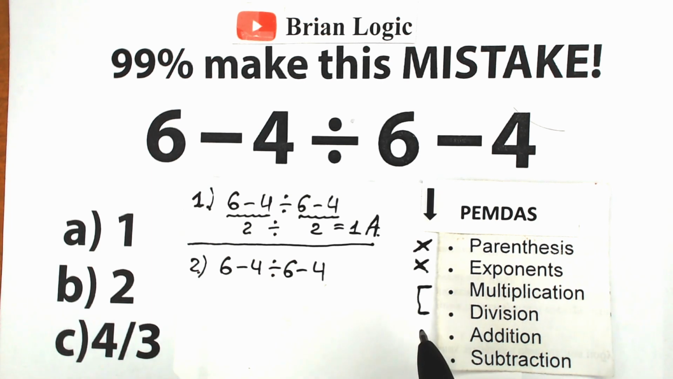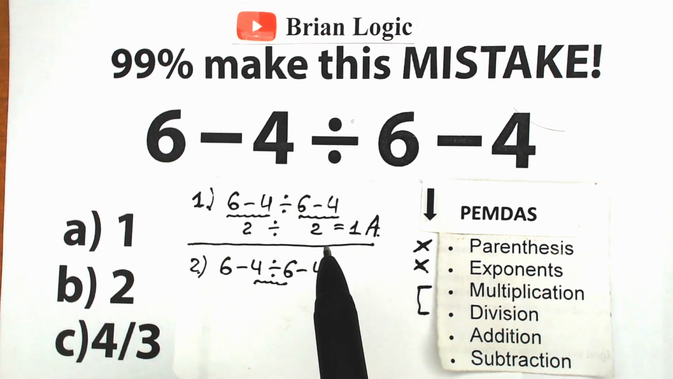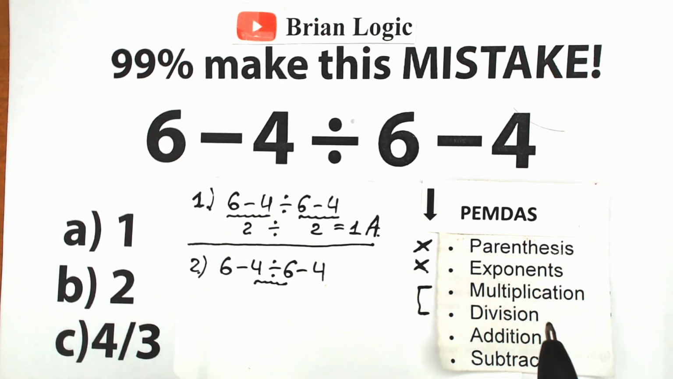But in terms of PEMDAS, multiplication and division have the same priority. So right now let's scan. Where do we have multiplication or division? Let's look at it. Yeah, we have division right here. So as you can see, it's a completely different step than when we solved it before, because before we subtracted first. In our case, division is our first step and we don't have multiplication.